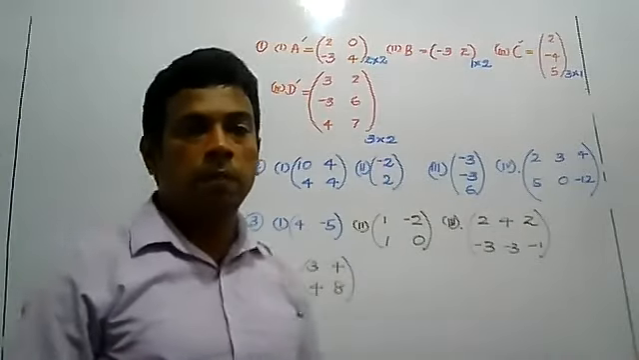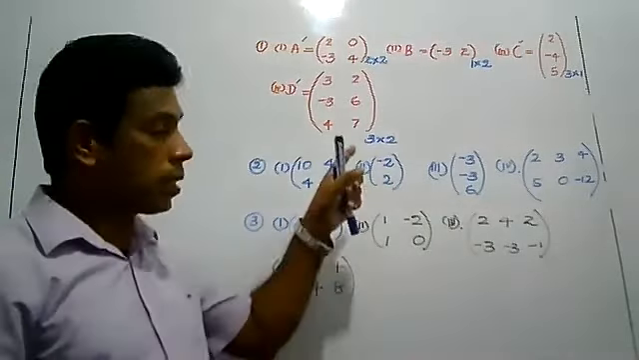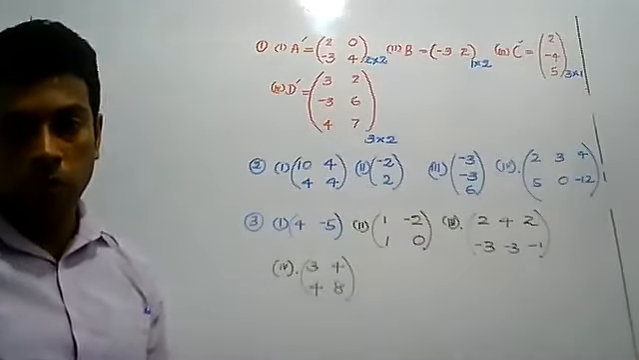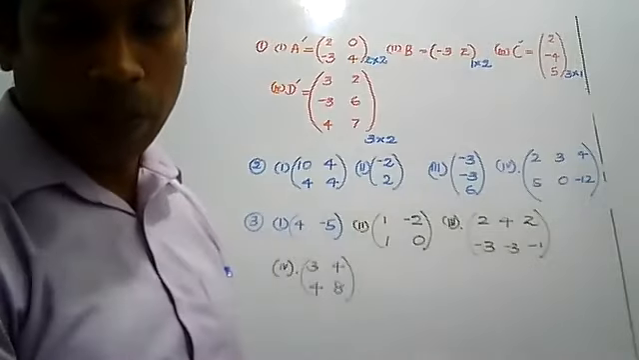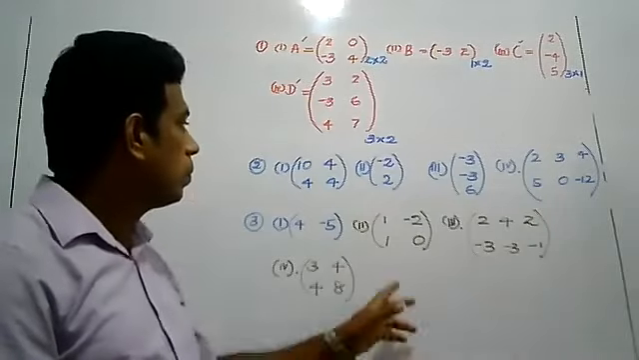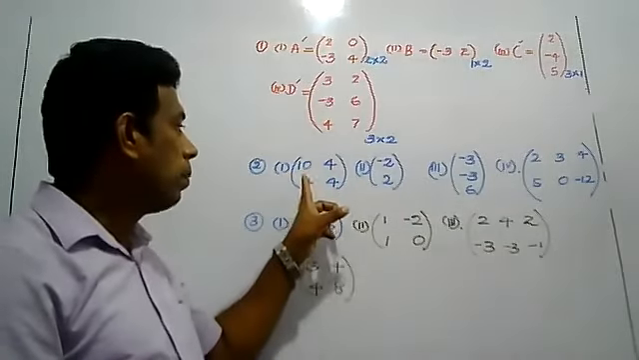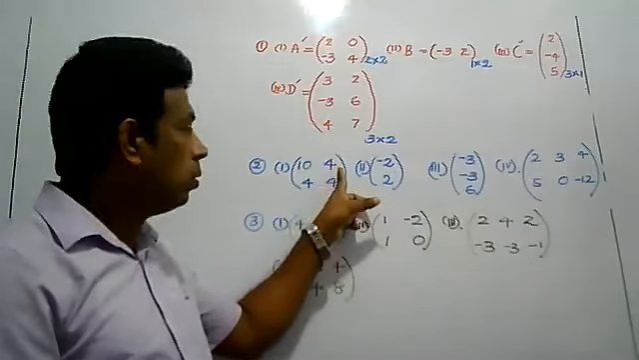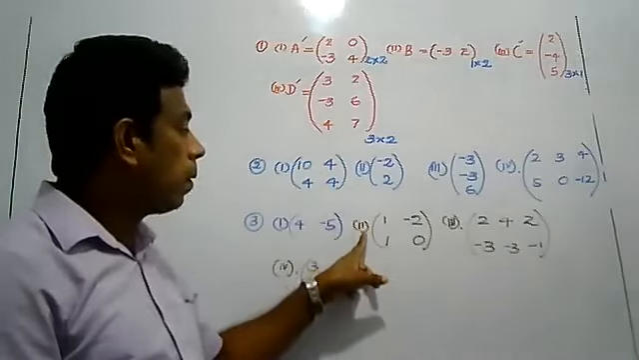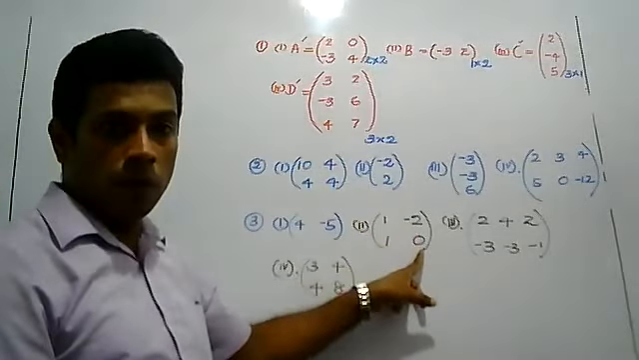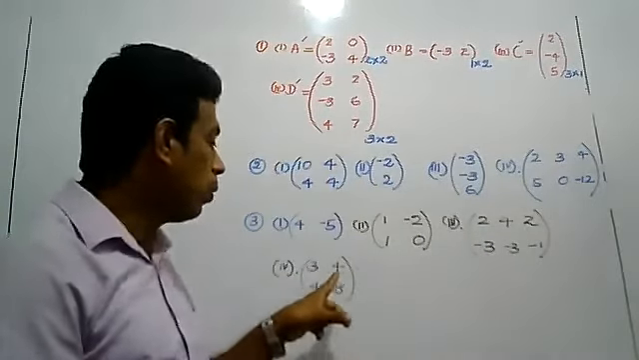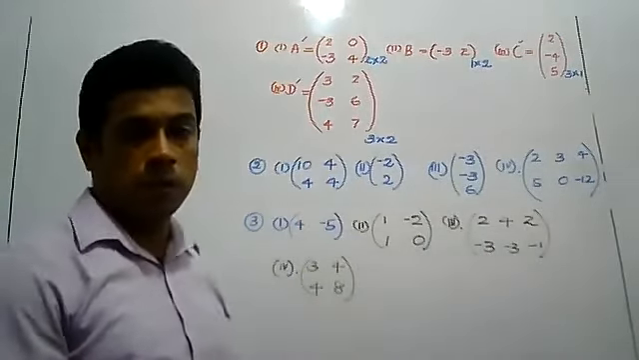Now I have completed the first three questions. You can check your answers for the first three sums. If you didn't check, check them. Here the third one: first part, 4 and minus 5. Second part, 1 minus 2, 1, 0. Third part, 2, 4, 2, minus 3, minus 3, minus 1. Fourth part, 3, 4, 4, 8.